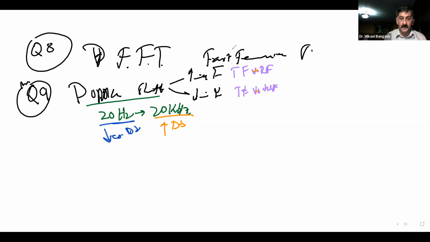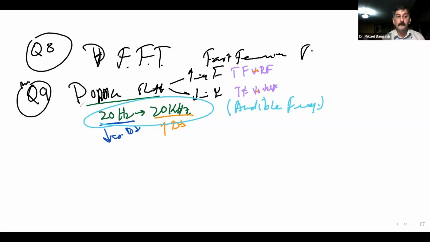But there's a cheat to remember this one here. These two here were the range of audible frequencies. Now that doesn't mean that your Doppler shift becomes audible, but we can say it's a cheat.